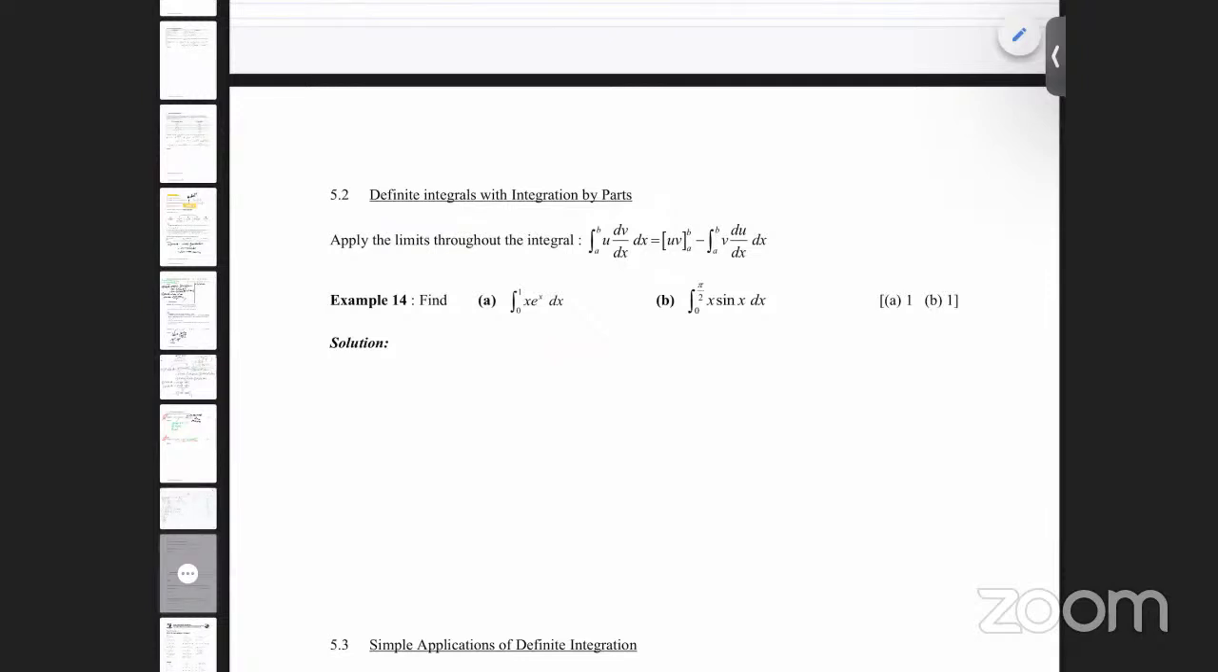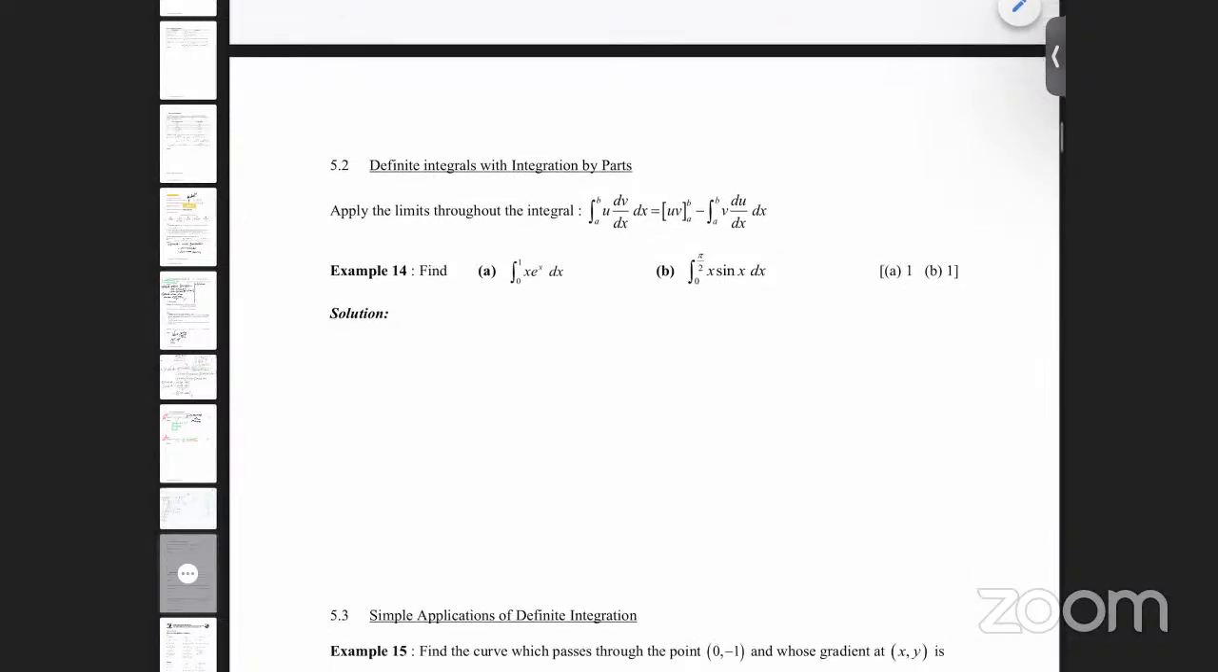I'm getting all my angles wrong. Just a minute. This one, the one of the modulus also.